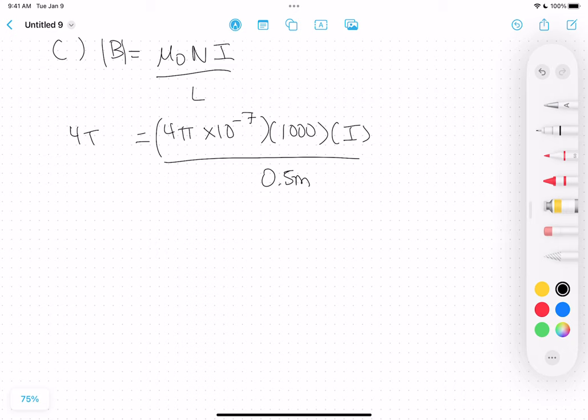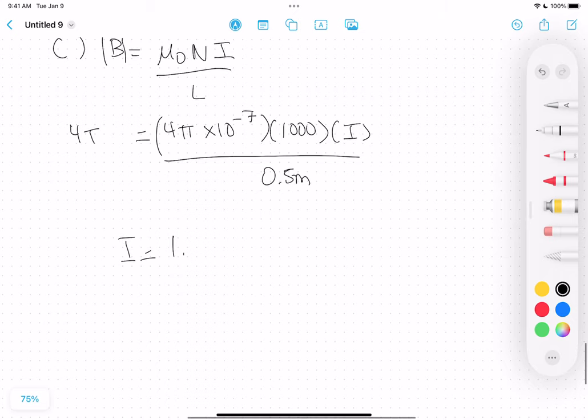So if we multiply everything over and divide things over, we should be able to get our current. And let me double check that this is all right here. So 4 times 0.5, and then divided by 4 pi times 10 to the -7, which is our permeability constant here, and then multiply by 1,000. So, yep, we should get somewhere close to 1.59 times 10 to the third, which is like 1590, I think, is what I got around that value. And that's amps. Obviously, that's your current. And let me write that on the board here real quick so you guys can see that.